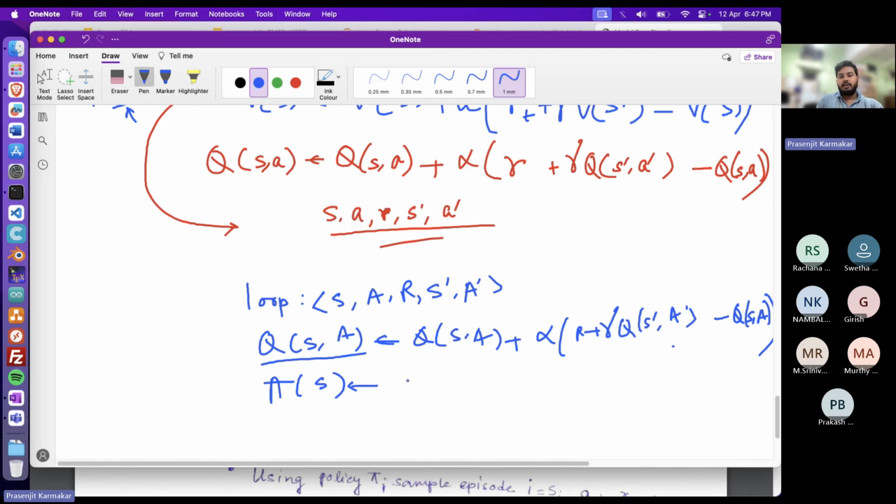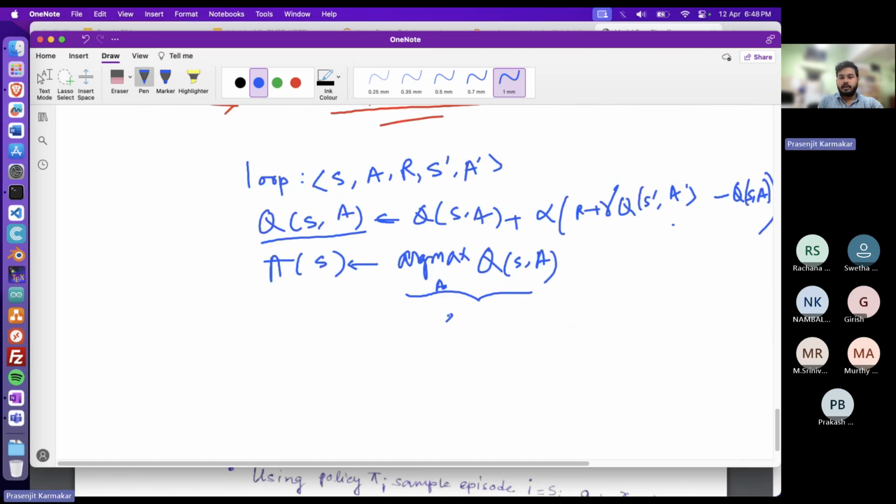I can take the max, or basically argmax, over all possible actions for Q(S,A). That's the greedy approach. Now with this, I will not be able to cover a lot of other states, because I will take only one action from a state. So I will not be able to cover the other states. So basically, this is the exploit part.